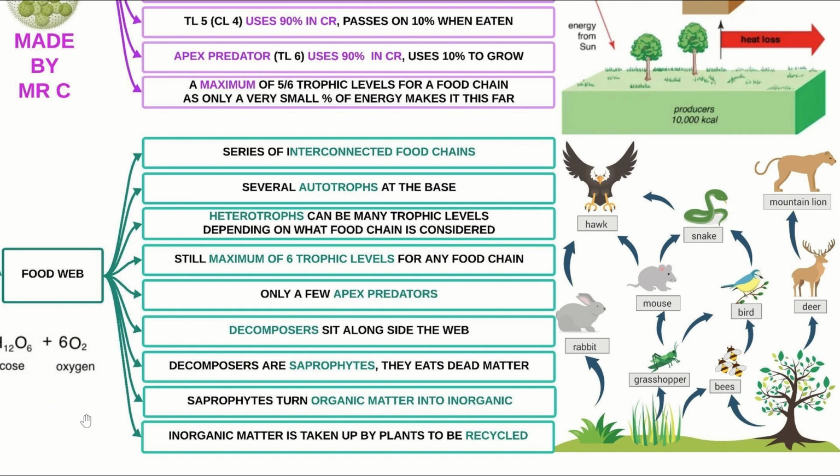Decomposers such as fungi and bacteria sit alongside the food web. Decomposers are saprophytes. They eat dead organic matter. Saprophytes turn organic matter into inorganic matter. And it is this inorganic matter that is taken up by plants to be recycled.